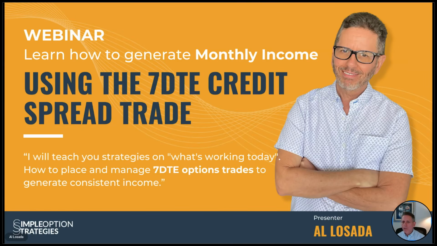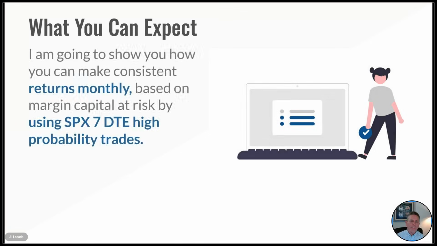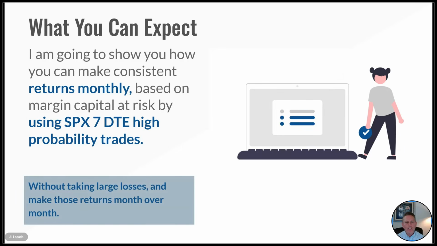So today I am going to share how to manage 7 DTE credit spreads, and hopefully you'll get a lot of value in this. So let's get going. All right. So with that, what can you expect? I'm going to show you how you can make consistent returns monthly based on margin capital at risk using 7 DTE high probability trades.